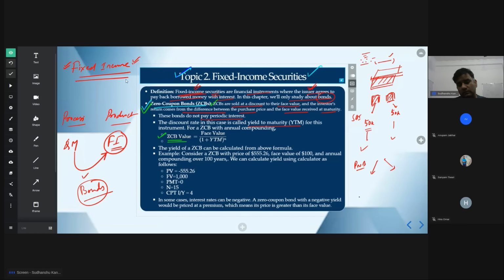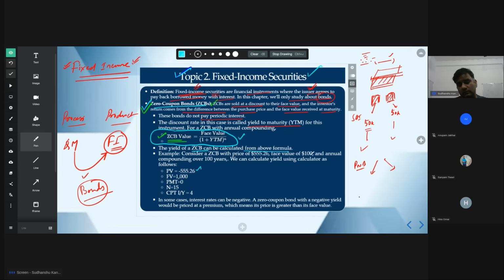But the whole idea is that don't be surprised when you see such formulas, because this formula is nothing but a simple explanation of this difficult thing. So this is what I did with you just now: face value divided by (1 plus YTM) raised to power n. The yield of a zero coupon bond can be calculated from the above formula. The question has been given: consider a zero coupon bond, the price is given to you. This is the market price.